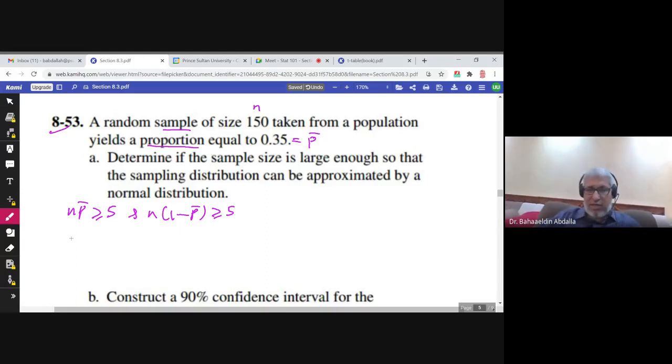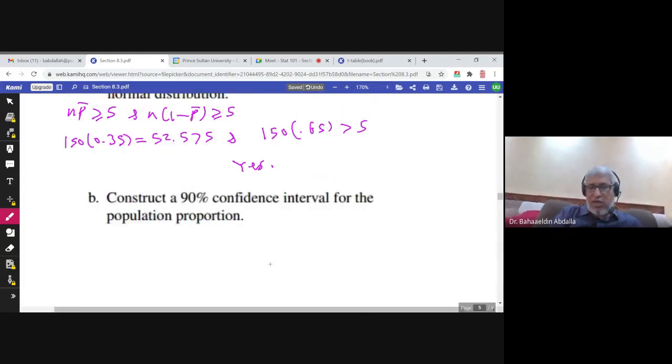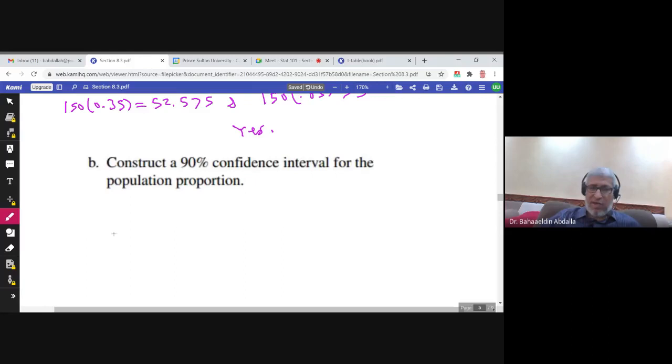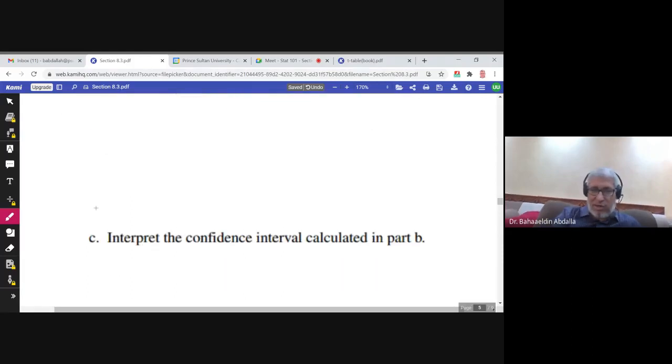Of course, 150 times 0.35 is 52.5, so it's greater than 5. And also 150 times 1 minus 0.35, which is 0.65, is also greater than 5. So yes, it is large enough. Construct a 90% confidence interval. You can solve this question similarly.